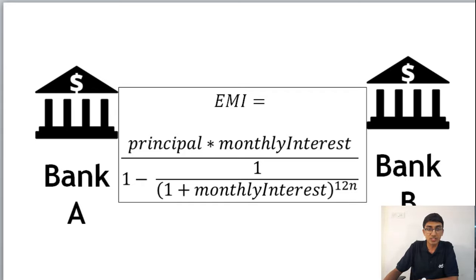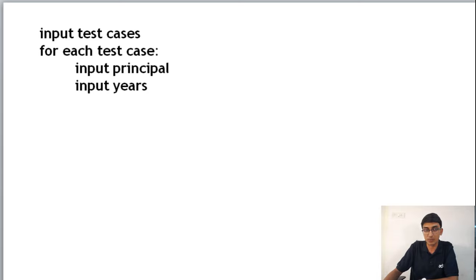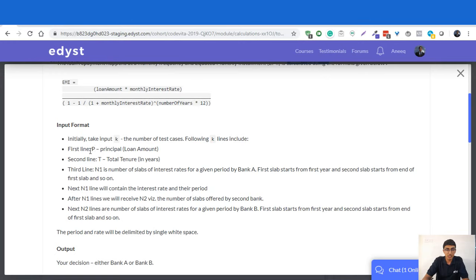The first thing in the pseudocode is, let's just take the input. When we take the input, as given in the question, the first thing we'll get is the number of test cases. For each test case, the first two things we input are the principal amount and the number of years. Just going back to the question, it says the first line K will consider the number of test cases. That's what we have done.